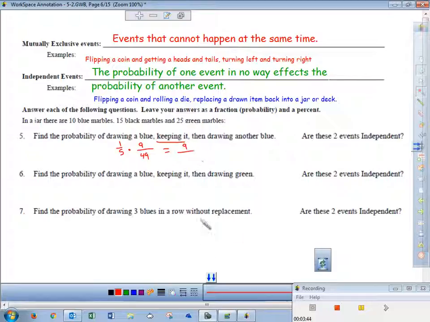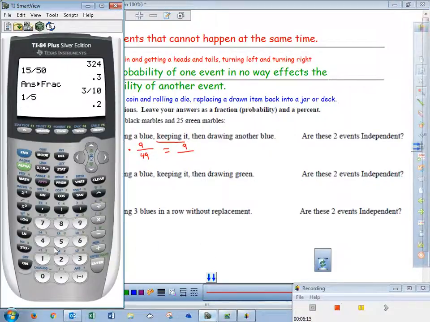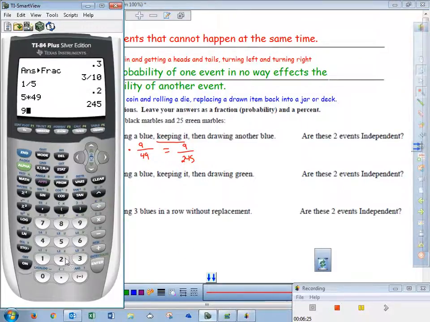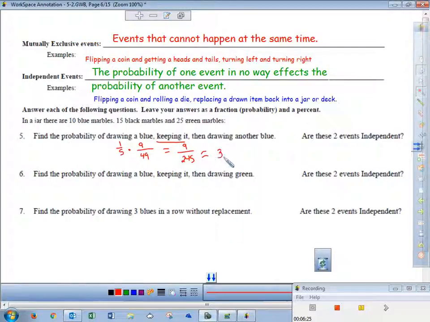That'd be 9 over 5 times 49, which is 245. And let's see if that reduces. We've got to punch it in for a decimal anyway. 9 divided by 245. Math, enter. Does not reduce, but it's about 3.7% if you want to round to the nearest tenth, about 3.7% happening.